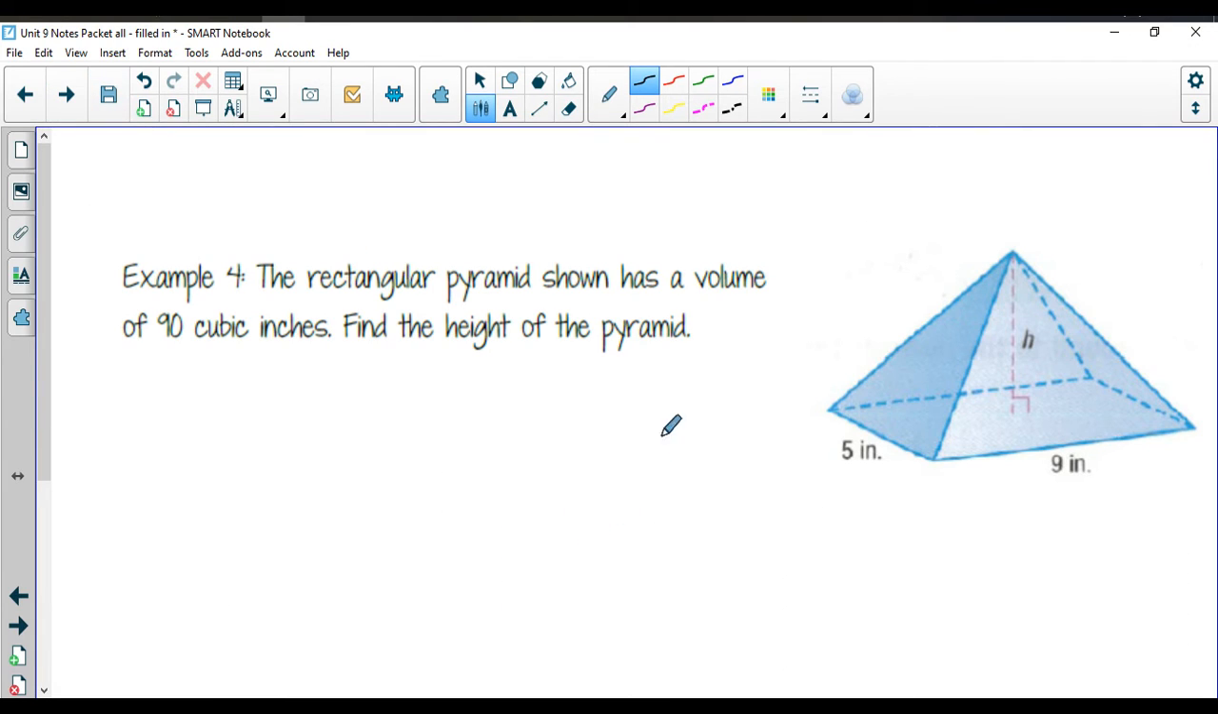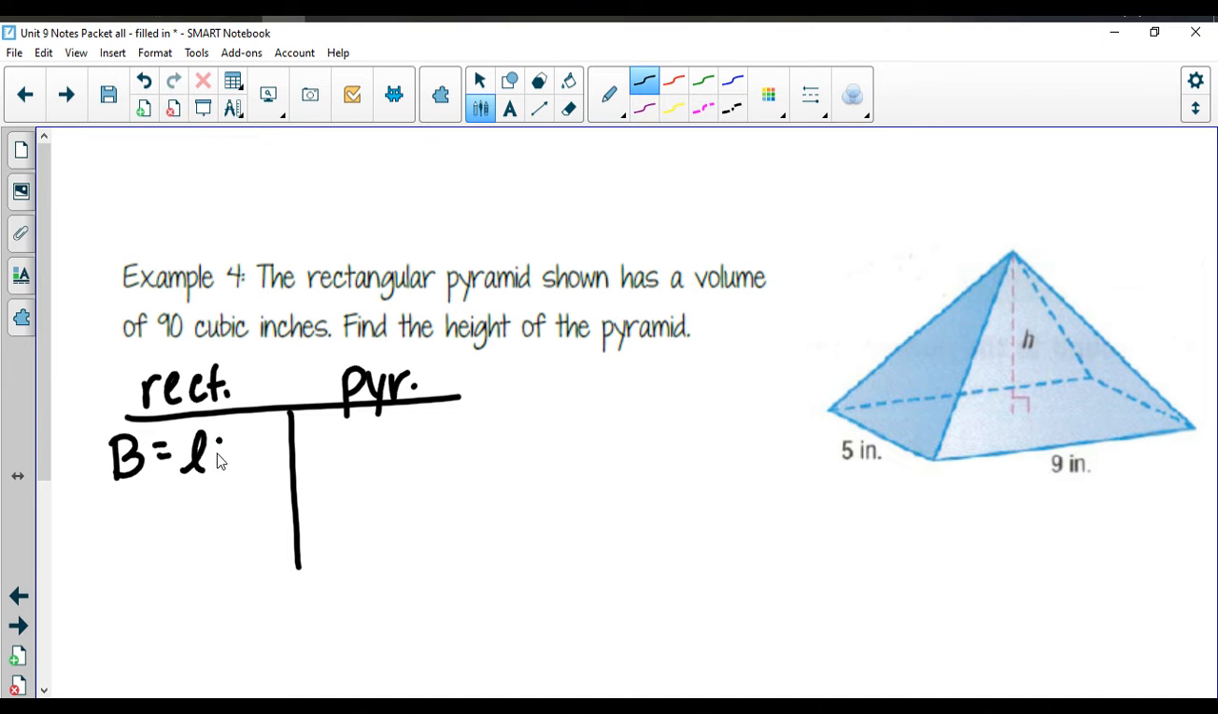For example number 4, the rectangular pyramid shown has a volume of 90 cubic inches. Find the height of the pyramid. So we're going to be solving for the height here. So we have a rectangular pyramid, and we're going to figure out what we know, what's missing. So for a rectangle, that's our base. We're going to be doing length times width. So I see a 9 times a 5. So that base value is 45. Our height is missing. We're going to leave it as h.